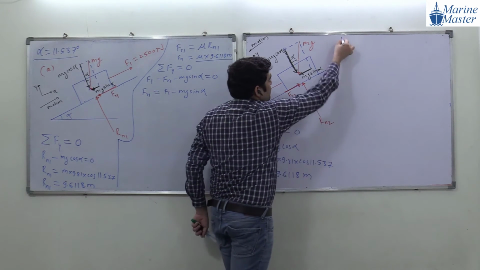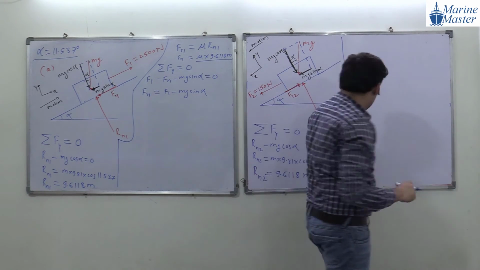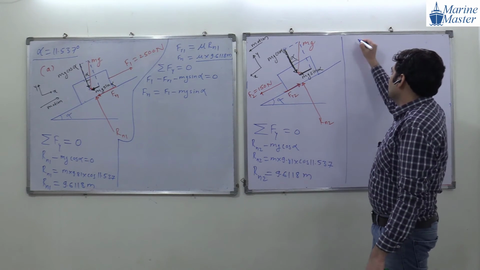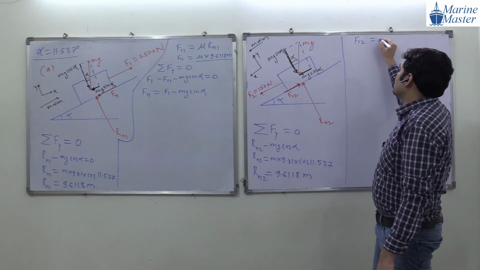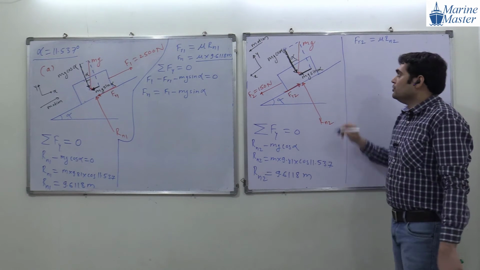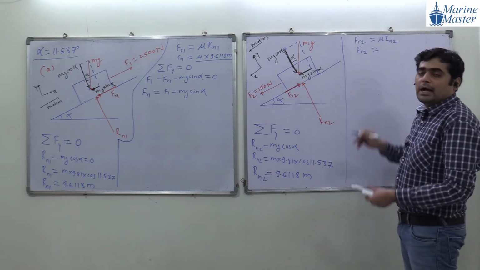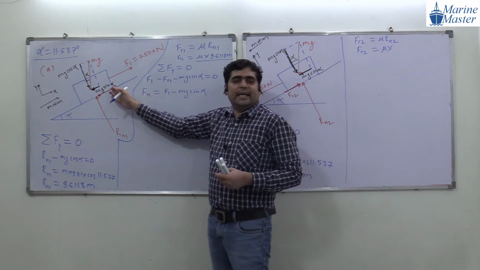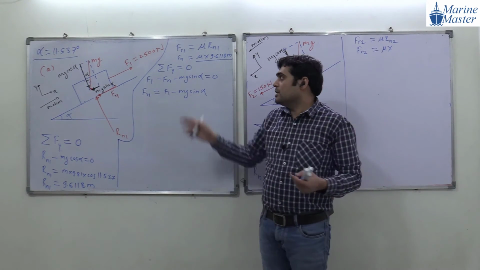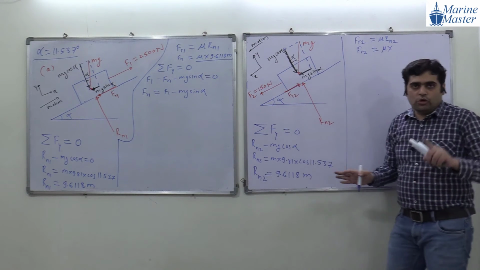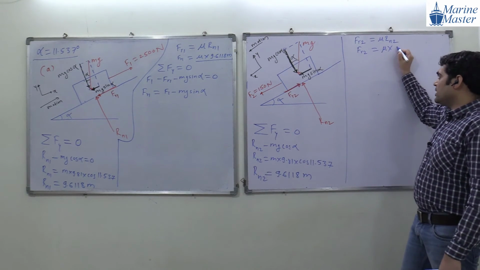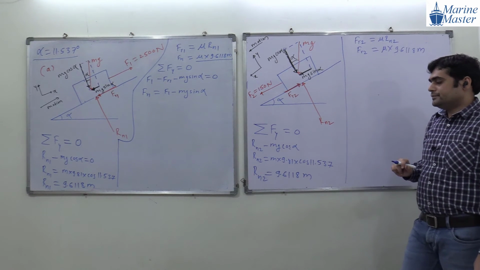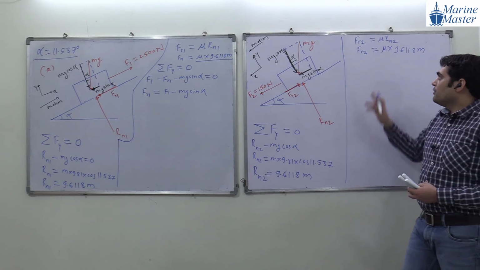So we got Rn2 in terms of m. See, both Rn1 and Rn2 are the same. Now what will be Fr2? Mu into Rn2. Here the plane and the object are the same, so the coefficient of friction will be the same. For this scenario and for that scenario, the coefficient of friction is the same. So Rn2 is 9.6118 m, and we got Fr2.